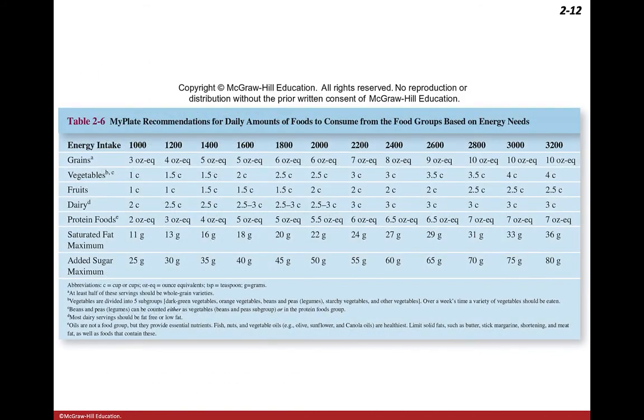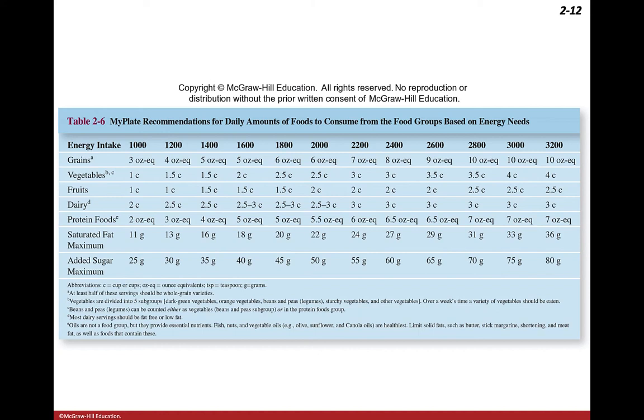Now, what I want us to take a look at here is what are some MyPlate recommendations for daily amounts of food to consume from the food groups based on energy needs. And so across the board, what we see are caloric intakes ranging from 1,000 to 3,200 calories per day. And generally what we're looking at here, across the day, is how much of that should be grains, vegetables, fruits, dairy, protein. It's setting some limits for saturated fats and also added sugars. So this is a nice way to gauge.